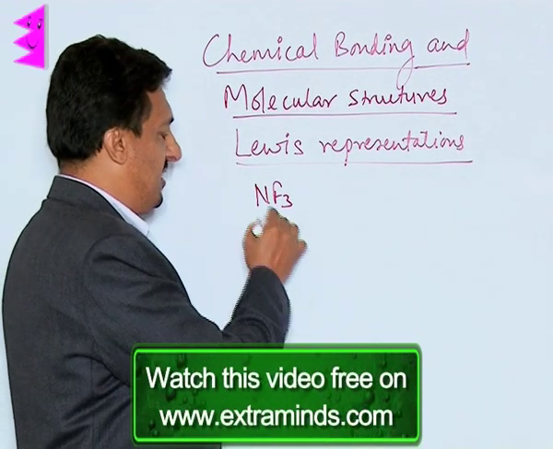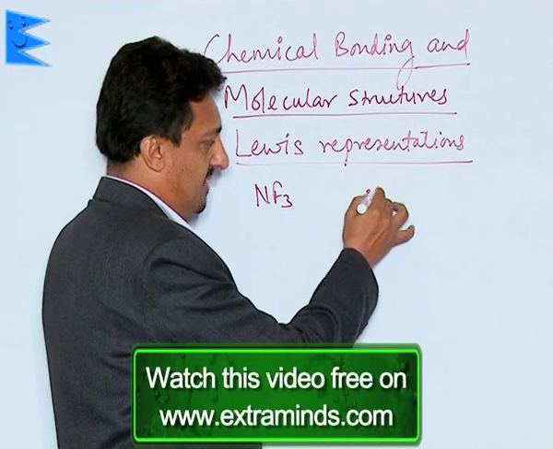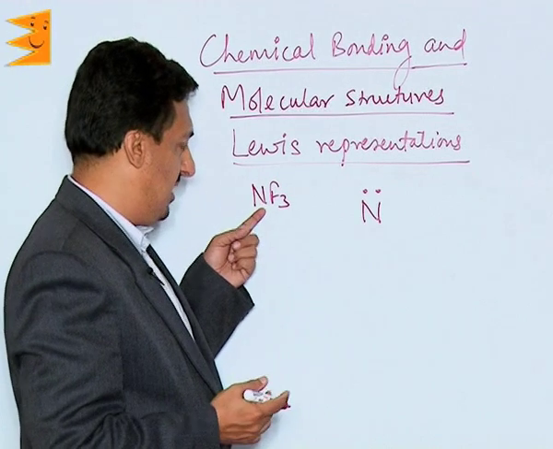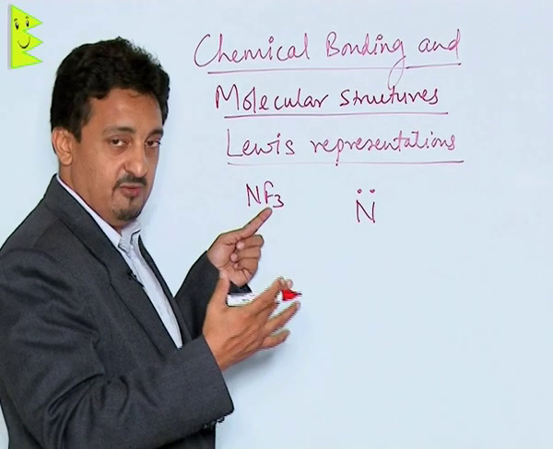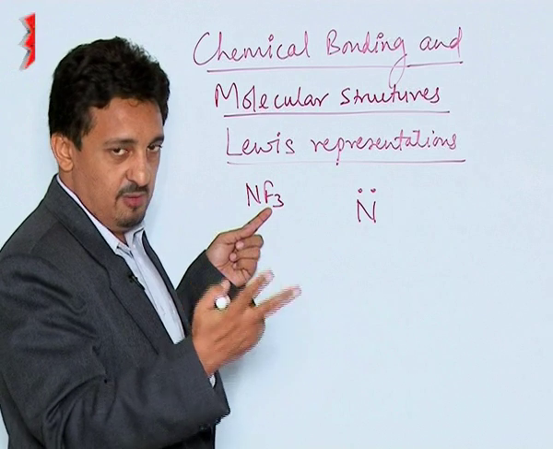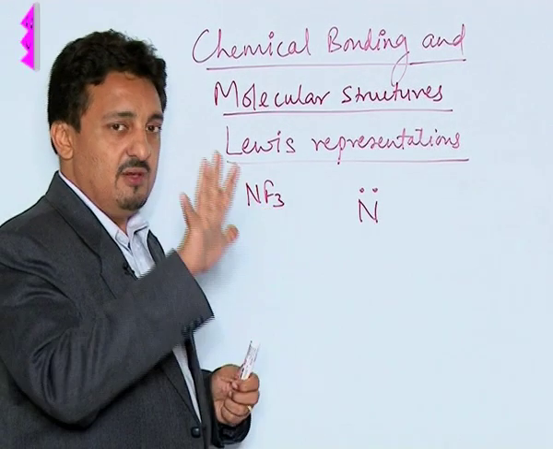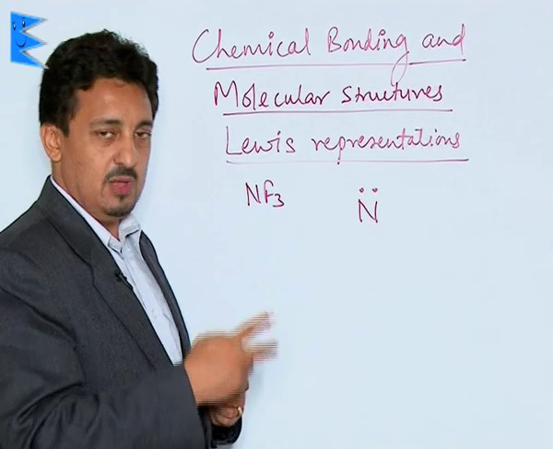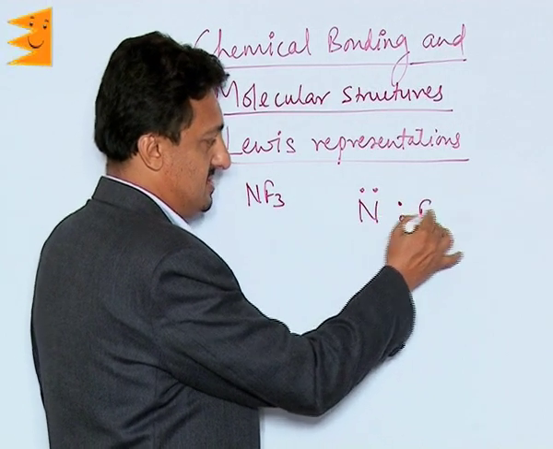In the case of NF3, what we find is that nitrogen has 5 valence electrons. Three of the 5 are forming bonds with the 3 fluorine atoms. So 2 are present as a lone pair that is not participating in bond formation. So out of the 5 valence electrons of nitrogen, 3 are forming bonds with the 3 fluorine atoms and 1 pair is present as such.